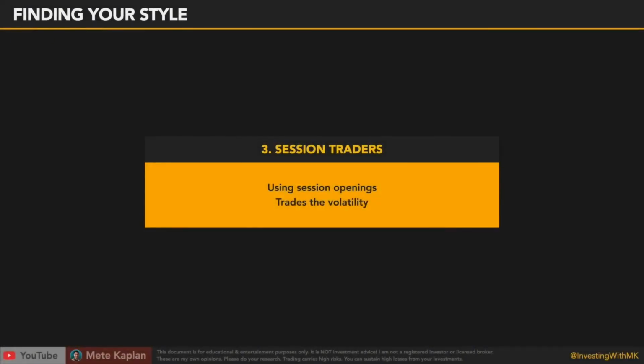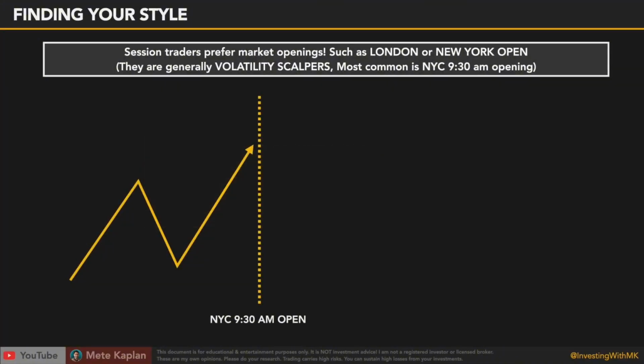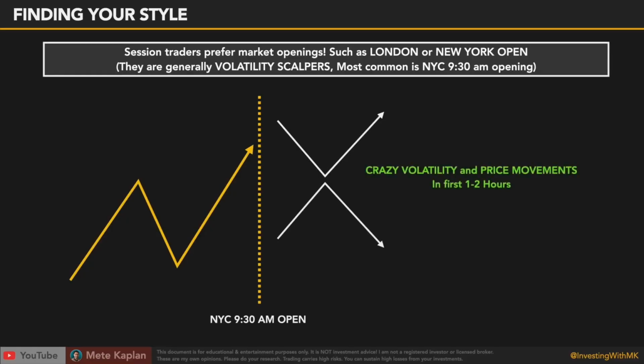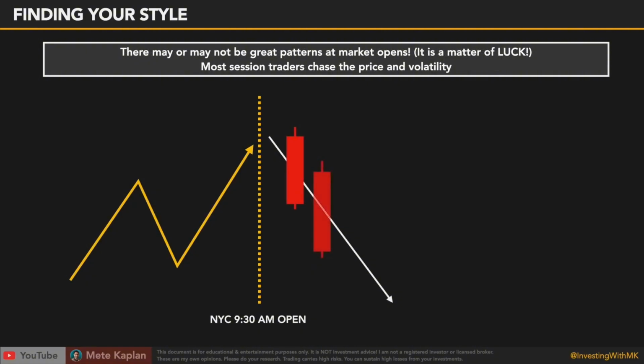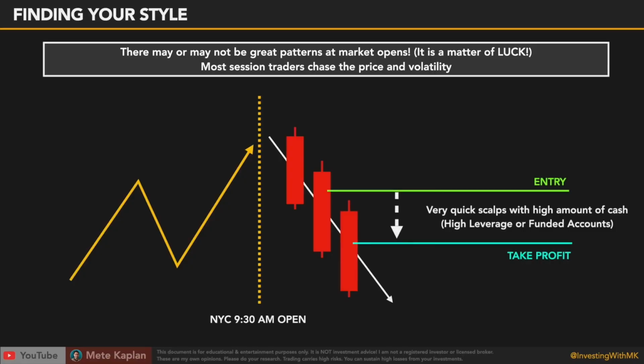This is one of the most common traders in the world. Session traders prefer market openings, such as London or New York Open. They are generally volatility scalpers. Most common is New York Open at 9:30 a.m. You will see these crazy price movements when the market opens. Most session traders are micro scalpers. They use extremely high leverage or a high amount of cash. Most use funded accounts. They scalp the charts in a matter of seconds or minutes, extremely quick in and out.